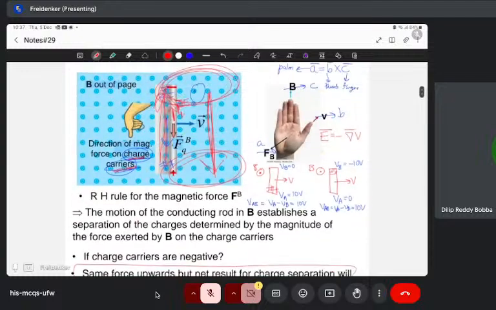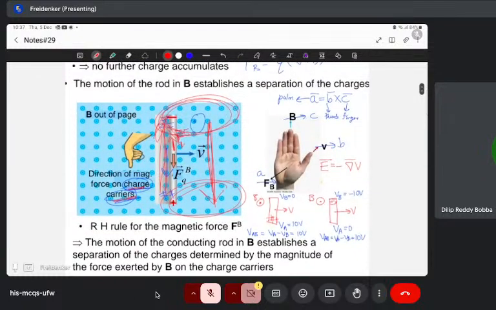But in that case, what will change is the directions of the forces. So in that case, the magnetic force, the force due to magnetic field, will be upwards, and the force due to electric field will be downwards. But the net effect is the same. You will have an electric field in this direction, the upwards direction. Electric field is upwards, but force due to electric field is downwards.